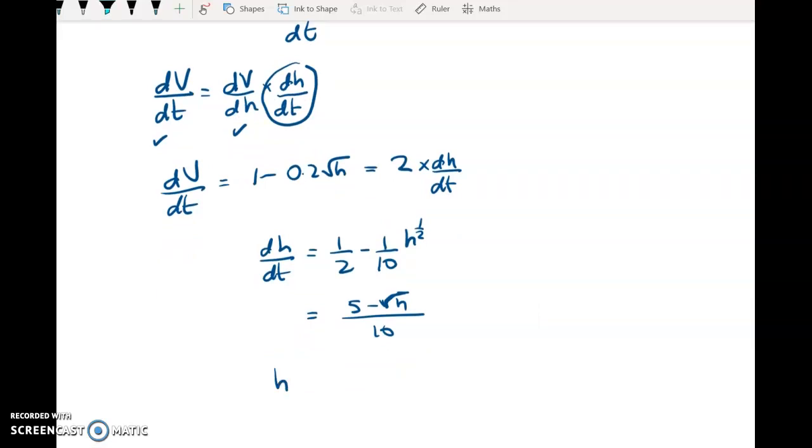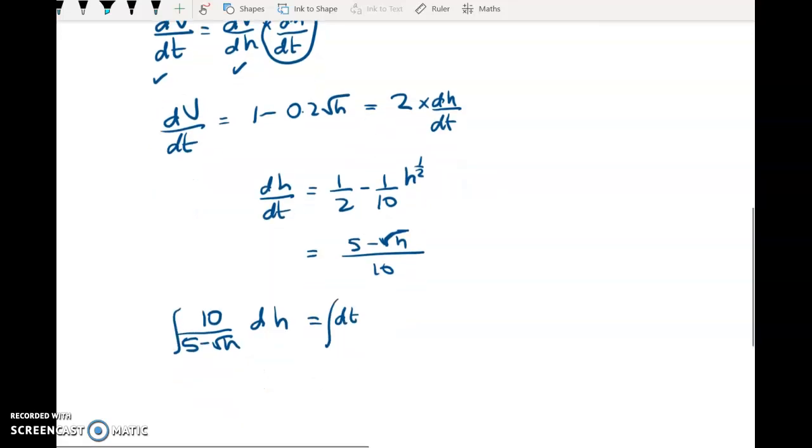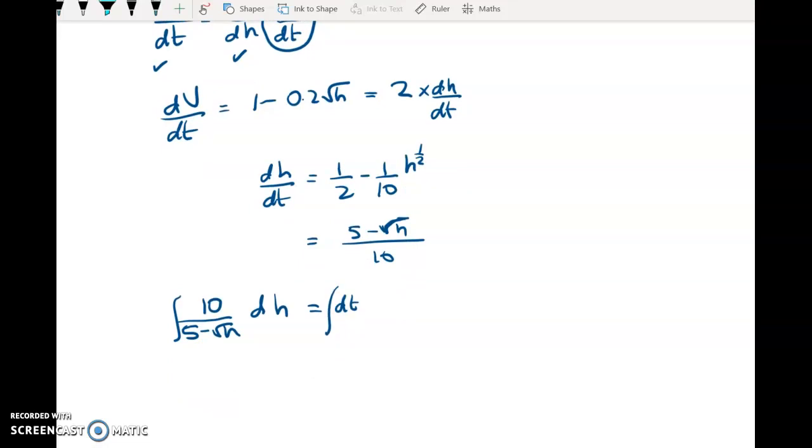Sorry, what am I doing? Separating the variables, we get this. And now I can integrate both sides with respect to that. And I'm going to put limits on of 4 and 0 because I want to figure out how long it takes to get the water to be 4.